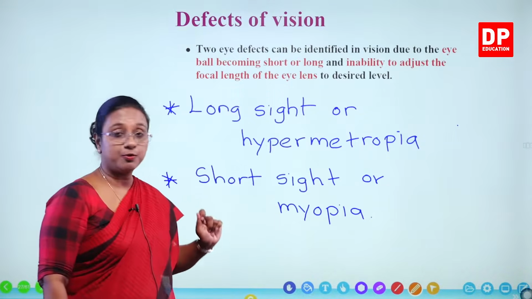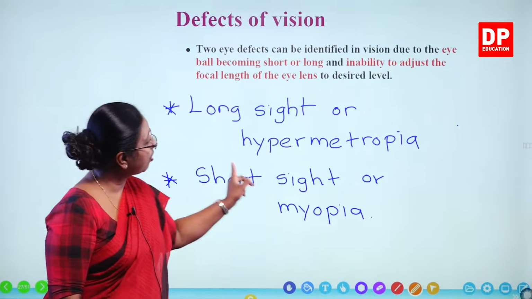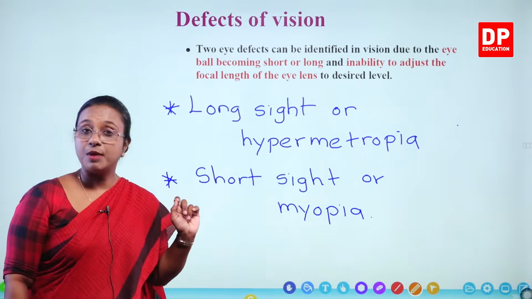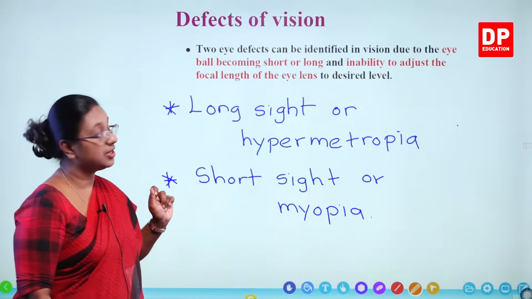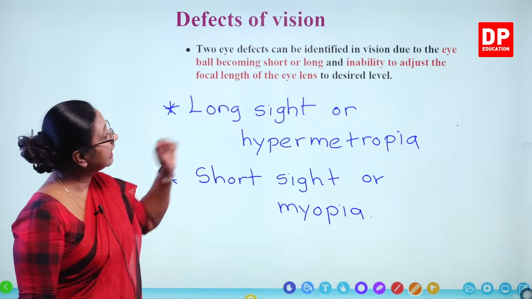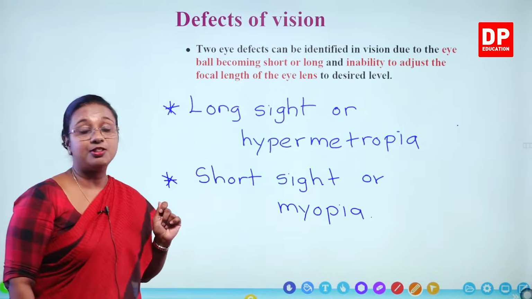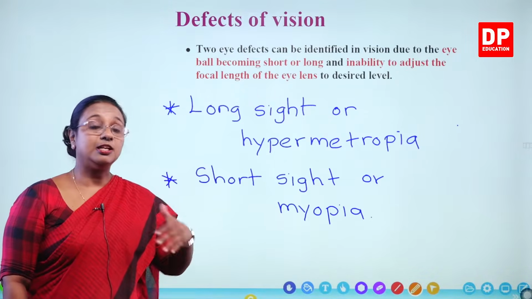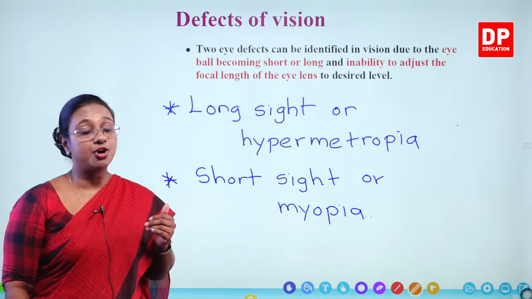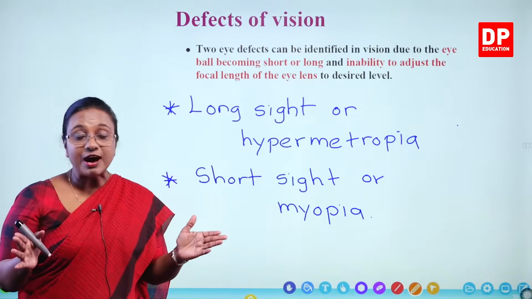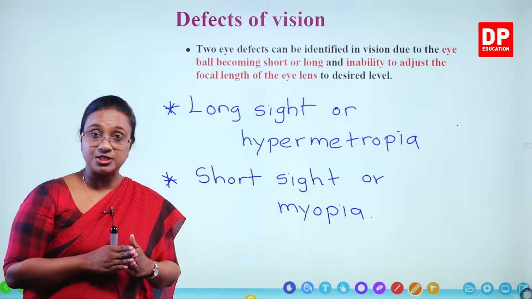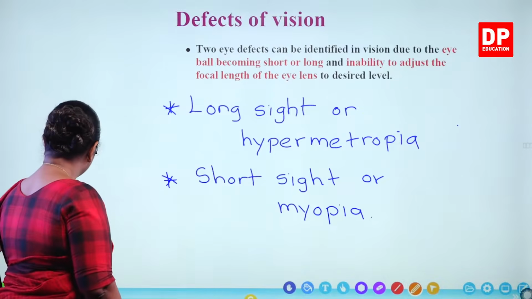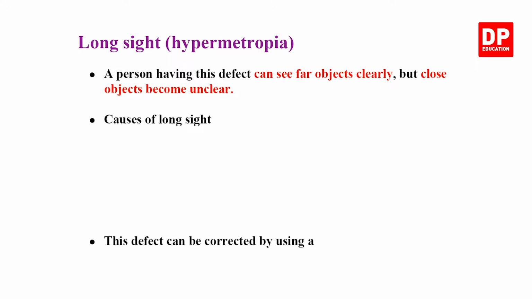So that is myopia. So both these, long sight or hypermetropia or short sight or myopia, the reasons for these two defects are the eyeball becoming short or long, or else the inability to adjust the focal length of the eye. That is, inability to increase or decrease the curvature of the eye lens. It can be either one reason or both reasons together that lead to these defects of vision. So with that, I will move on to the first type of defect, that is long sight or hypermetropia.